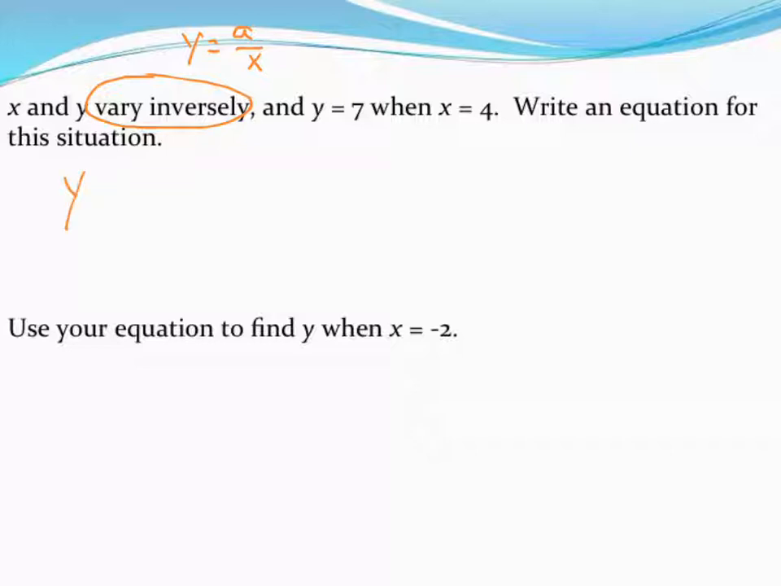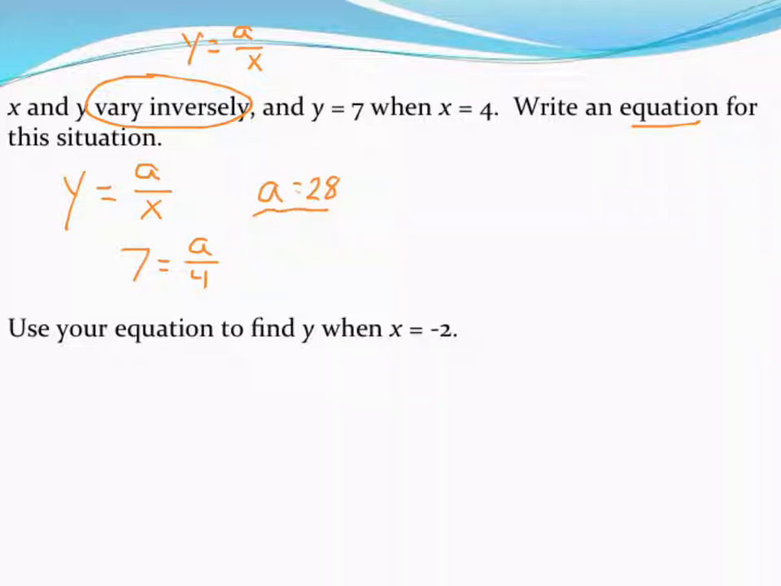So beginning with that model, the inverse variation model, I know to use that because they say that x and y vary inversely. They're going to give you a couple numbers to plug in, and our first step in the two-step problems is to write an equation. So let's plug in the values that we have. They tell us that y is 7 when x is equal to 4. We're going to try to find a, the constant of variation. That's going to be my first goal. So setting this up and then multiplying both sides by 4, I get an a value of 28. So my constant of variation is 28.